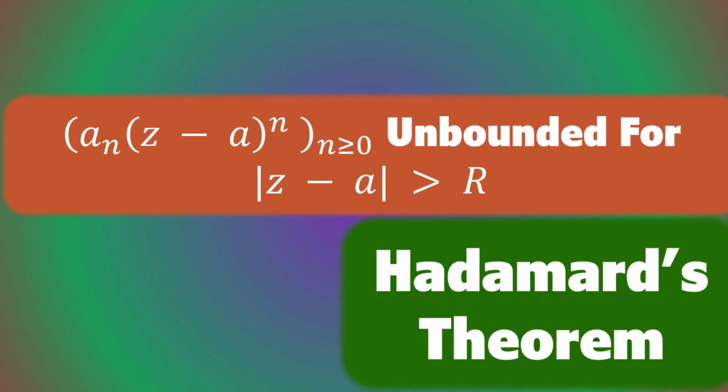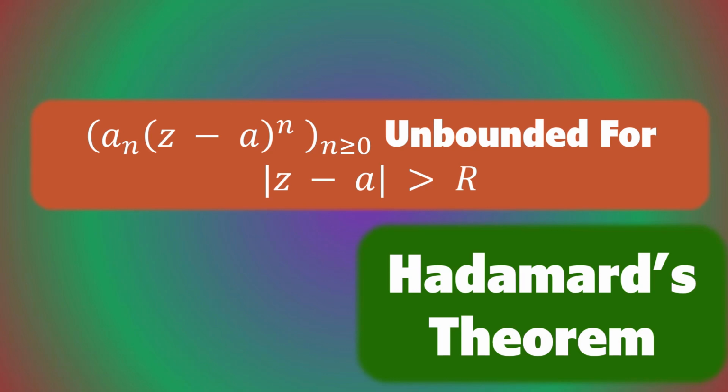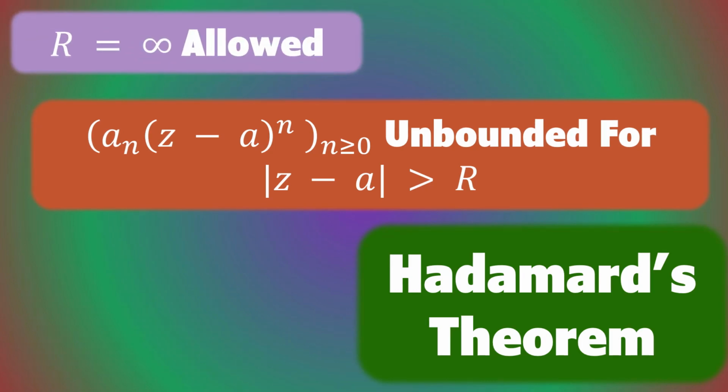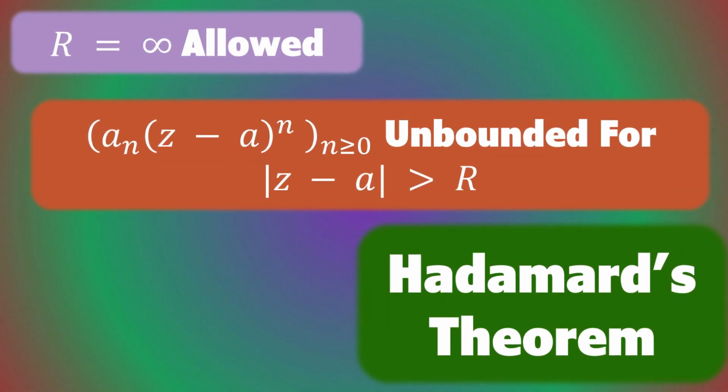So, in particular, the series from n equals 0 to infinity of a sub n times (z minus a) to the n is divergent. Note that r equals infinity is allowed here, where according to our notation, we set 1 over 0 to infinity and 1 over infinity to 0.